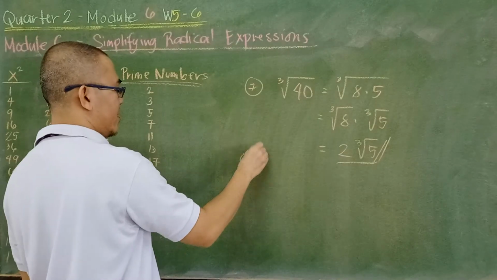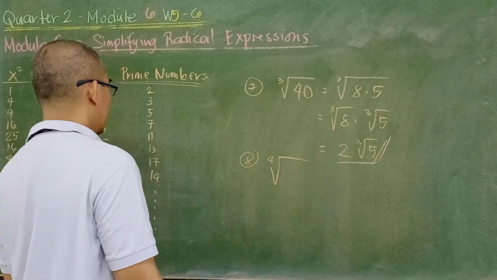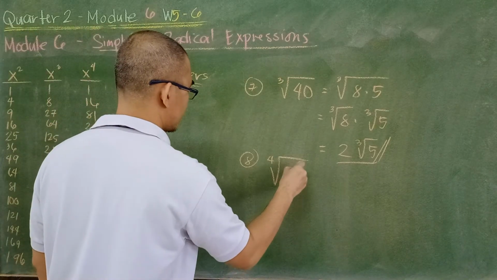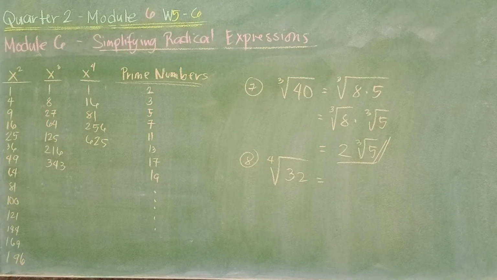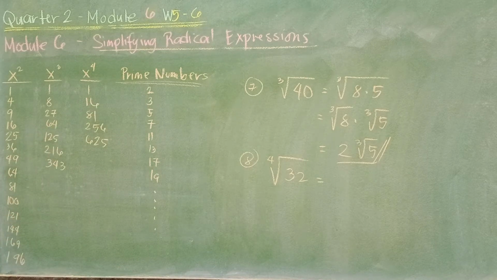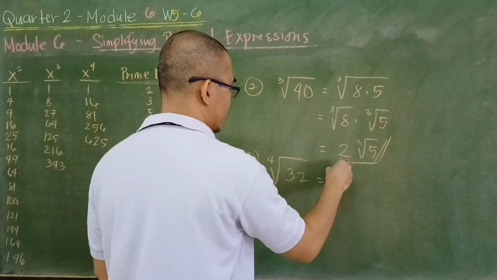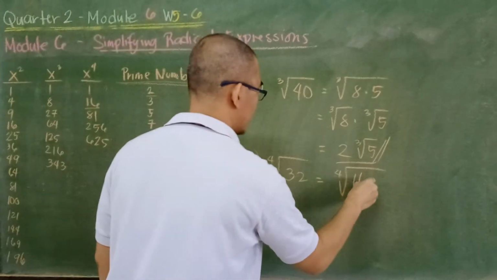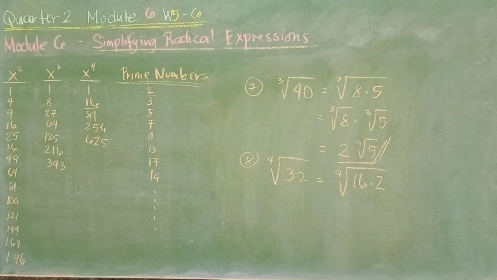Ganyan. For number 8, dito tayo sa fourth root. Fourth root of 32. So kung fourth root yan, hanap tayo ng number na minultiply ng 4 na beses. Tapos multiply natin dito sa prime number. So yung factors na gagamitin natin for 32 is yung 16 at saka yung 2. 16 times 2. Bakit 16? Kasi perfect fourth power yung 16. So yung 16, minultiply ko ng 4 na beses. Ano yung number na minultiply ko ng 4 na beses para makuha yung 16?